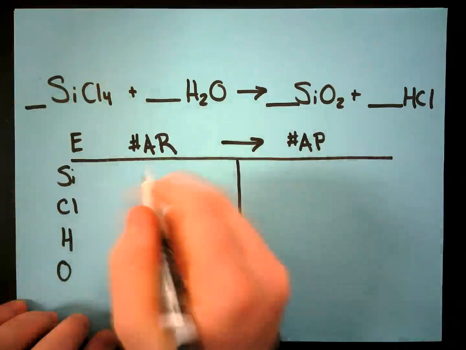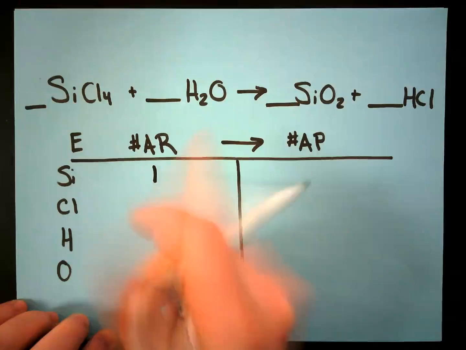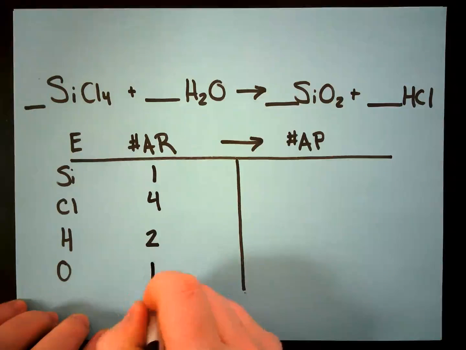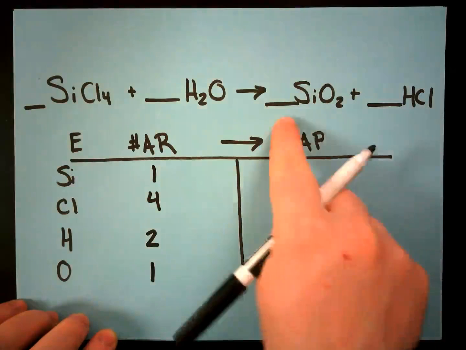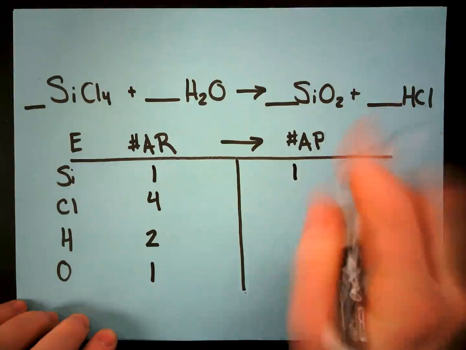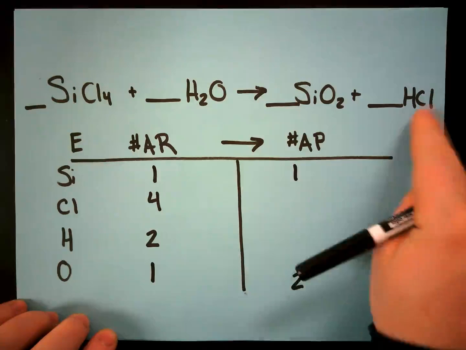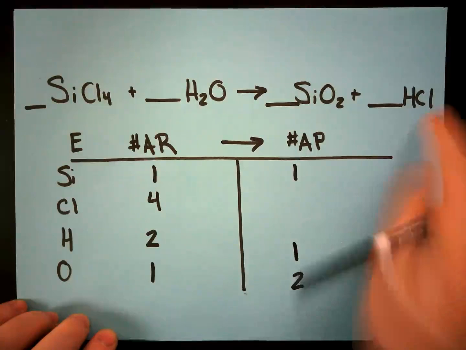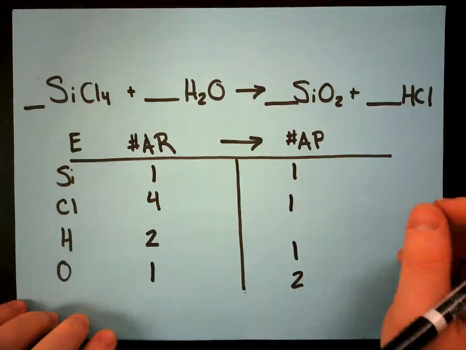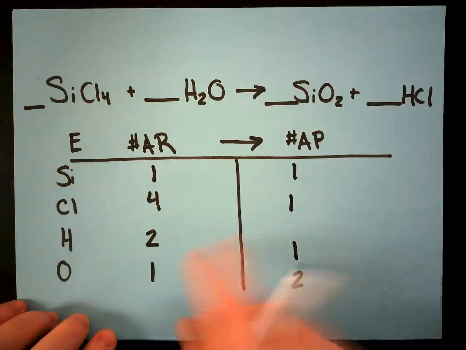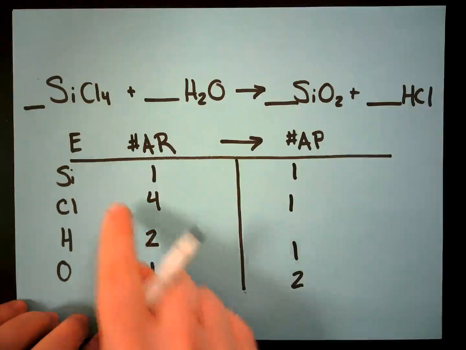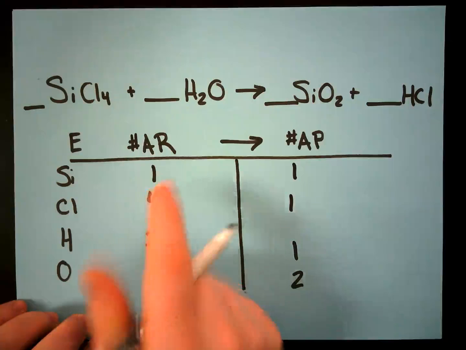On the reactant side, it looks like we've got 1 for silicon, 4 for chlorine, 2 for hydrogen, 1 for oxygen. And then over here on the product side, we've got 1 for silicon, 2 for oxygen, 1 for hydrogen, and 1 for chlorine. So this guy is interesting, just because I think I can already start seeing what I've got to do here. But let's just walk through.